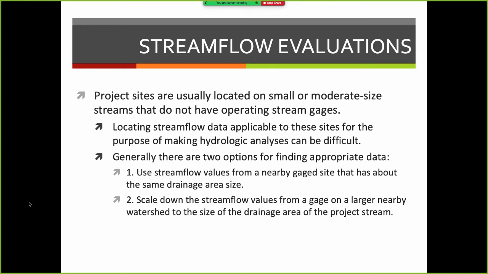We have the added bonus feature that the sites are usually located on streams that do not have operating stream gauges, and so it might be difficult to locate data. There are two approaches. One is to use a nearby gauge and transpose it. The second one is to use downscaling.